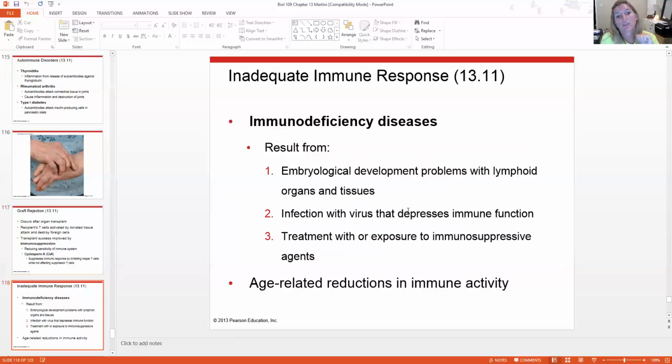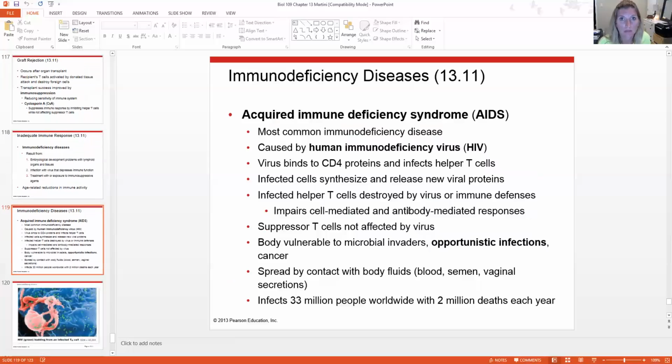The immunodeficiency diseases can result from an embryological development issue with the lymphoid tissue or lymphoid organs, some type of virus that suppresses our immune function, or treatment or exposure to immunosuppressive agents. There's also, as I mentioned, age-related immune degradation. That's the word I guess I was looking for.